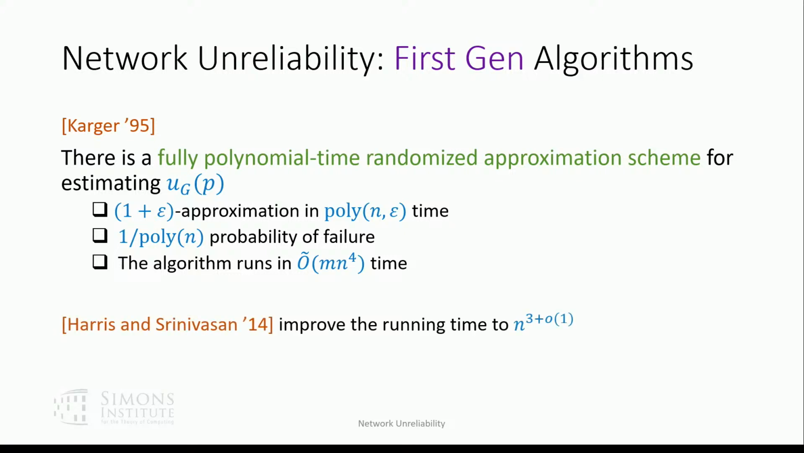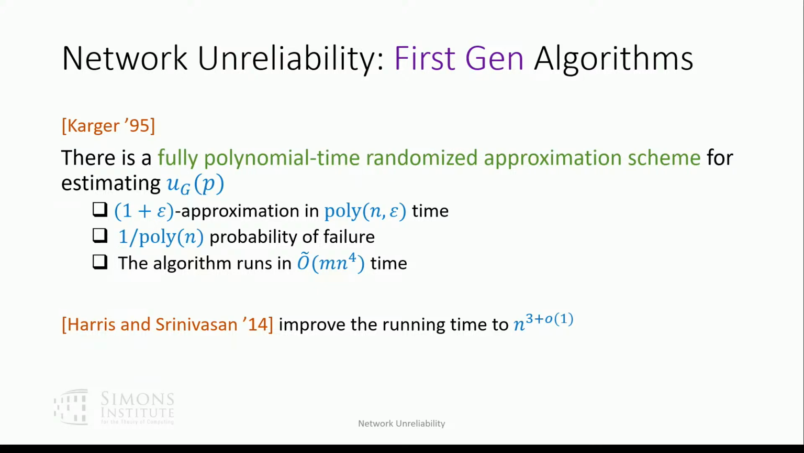And then almost 20 years later, Harris and Srinivasan basically took the same algorithm with some mild modifications, but did a much better analysis of the algorithm. They showed that indeed the running time of the algorithm is about n cubed. So the previous result says the running time could be something like n to the 6. This drastically reduces it to a little over n cubed.